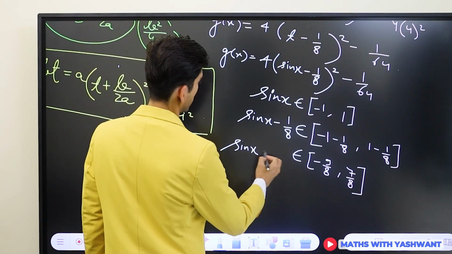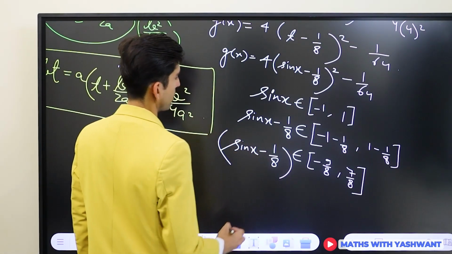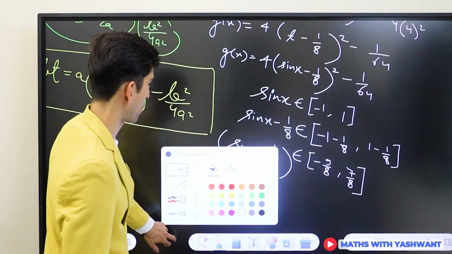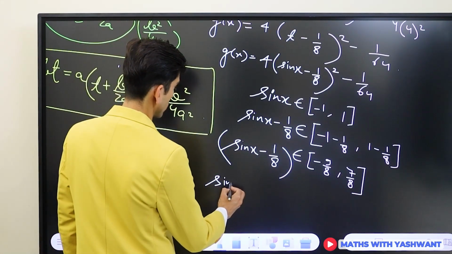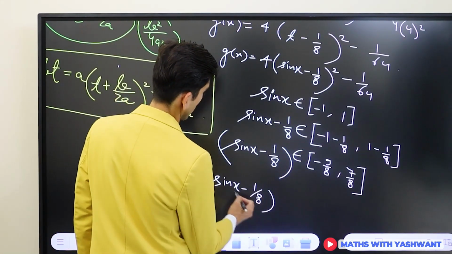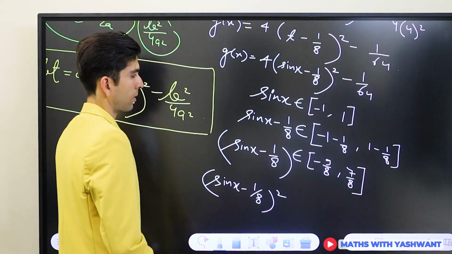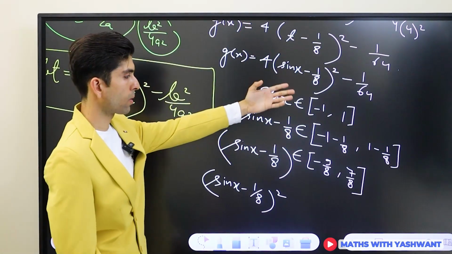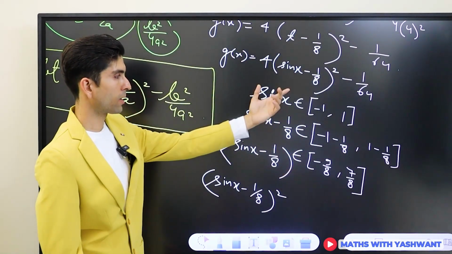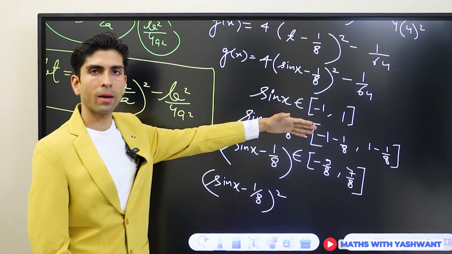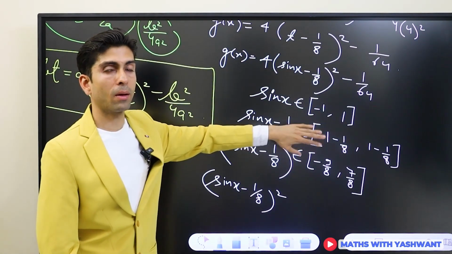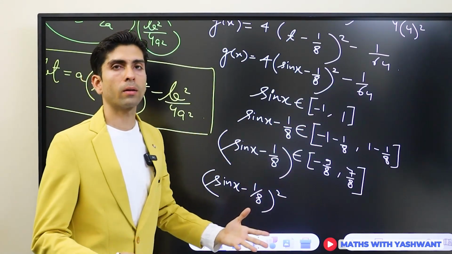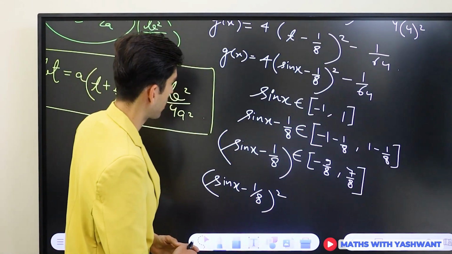So we have sin x minus 1 by 8. Now we square. So when we square sin of x minus 1 by 8, we are squaring this. We are modifying after every step. We are given some functional expression and we are modifying it after every step. I'm repeating it again and again so that you can understand it in a much better way.